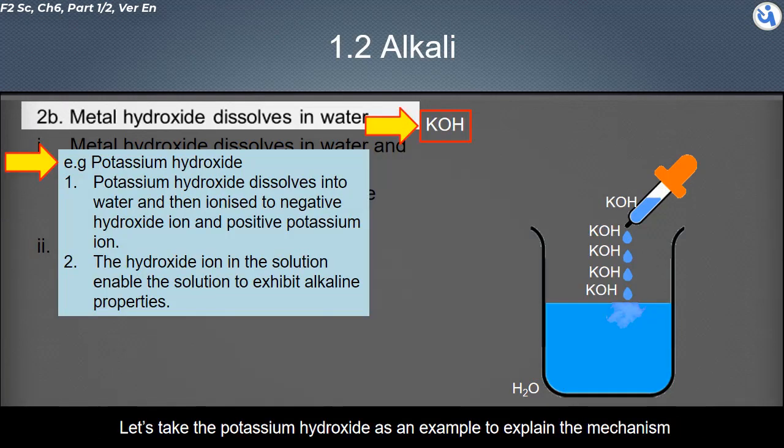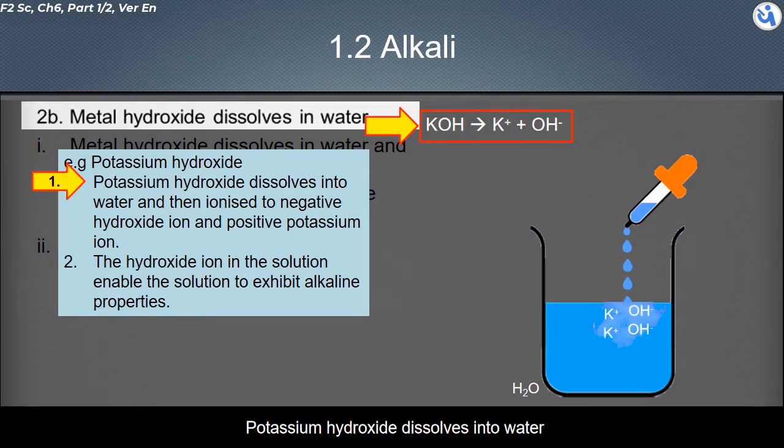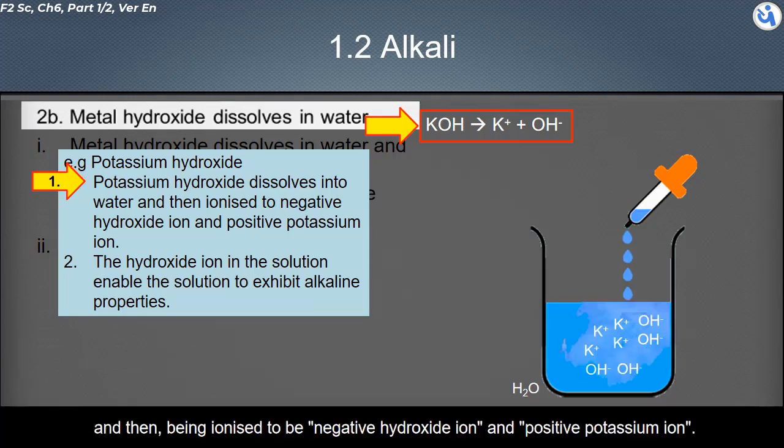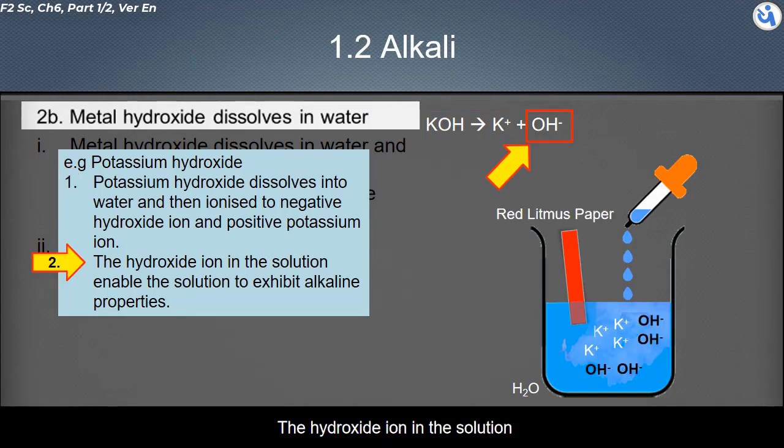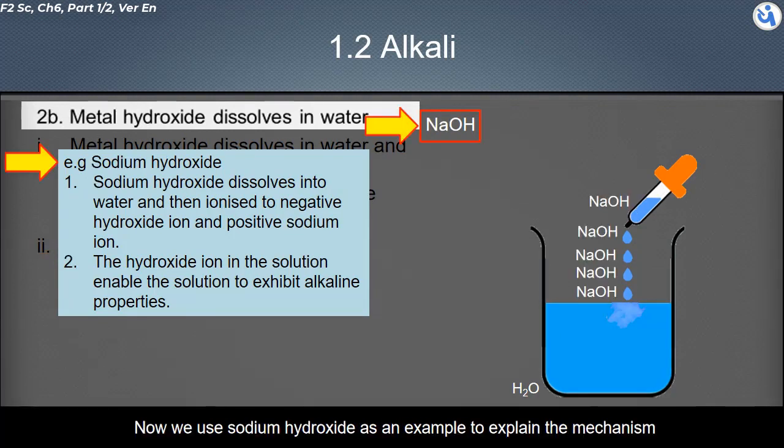Let's take potassium hydroxide as an example to explain the mechanism. Potassium hydroxide dissolves into water, and then is ionized to be negative hydroxide ion and positive potassium ion. The hydroxide ion in the solution enables the solution to exhibit alkaline properties.